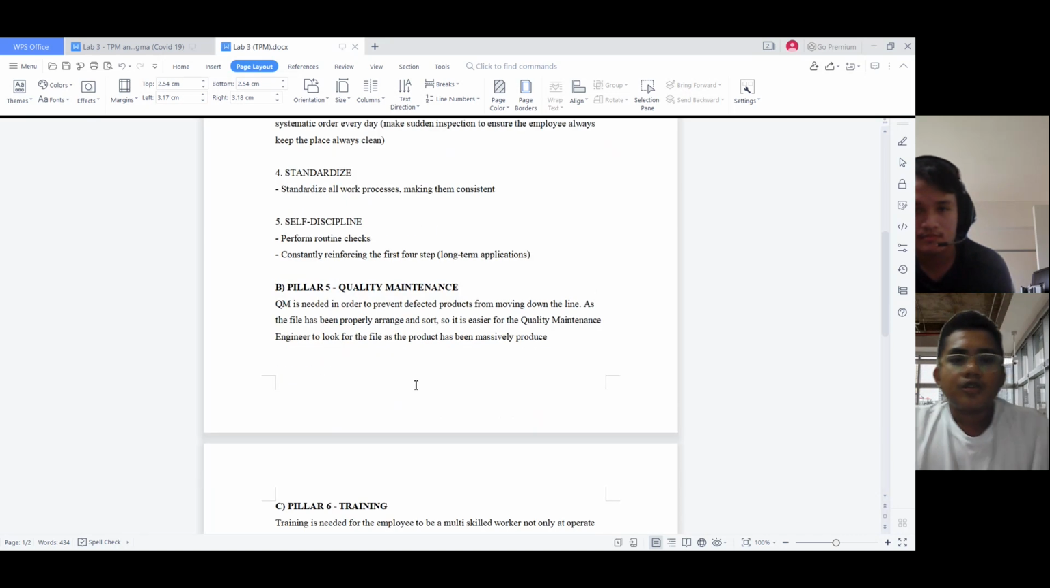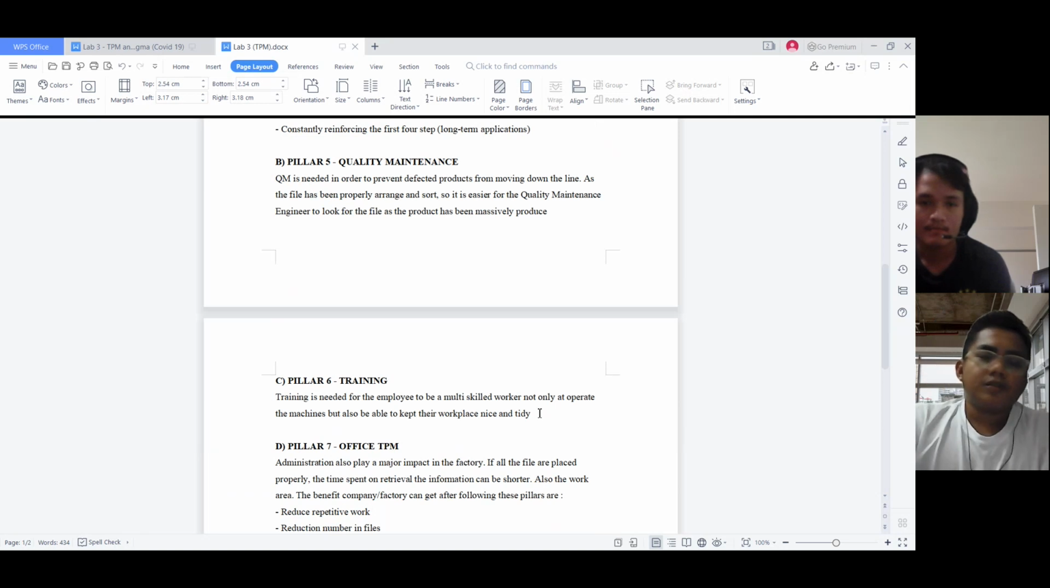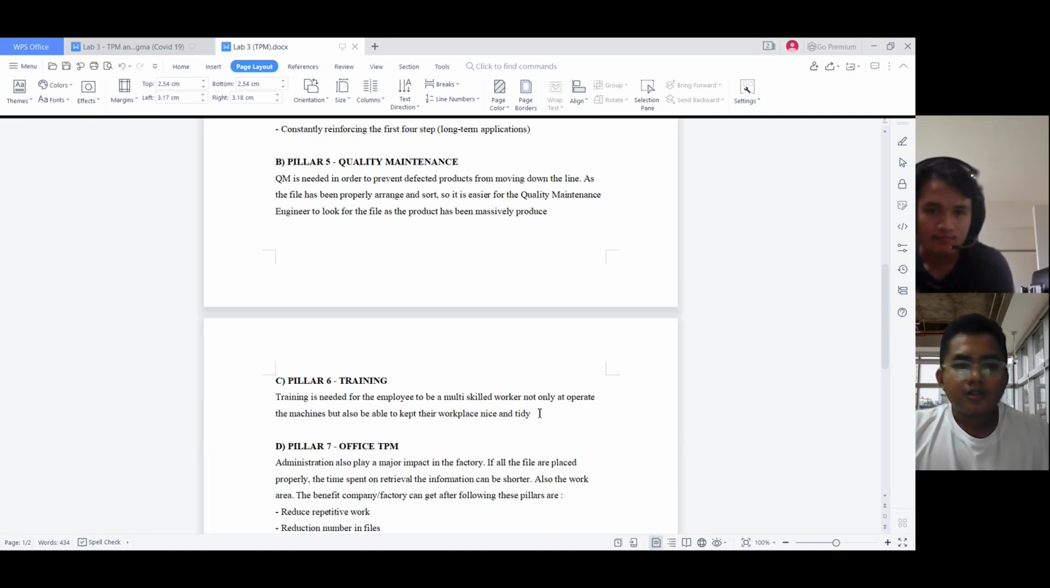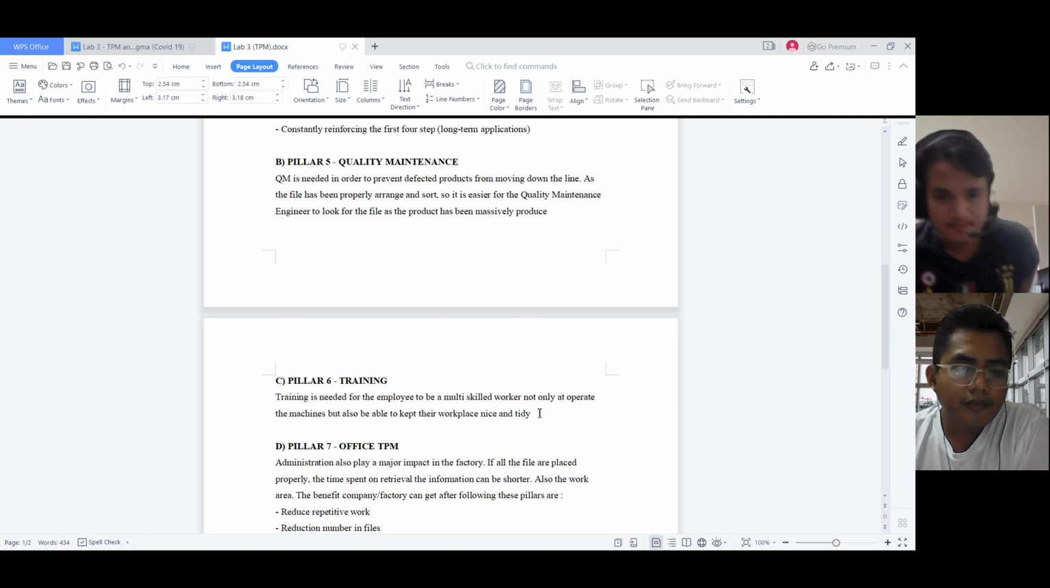So the next pillar is quality maintenance. QM is needed in order to prevent defective products from moving down the line. As the file has been properly arranged and sorted, it is easier for the quality maintenance engineer to look for the file as the product has been produced. So the third pillar is training. Training is needed for the employee to be a multi-skilled worker, not only at operating the machine but also able to keep their workplace nice and tidy.